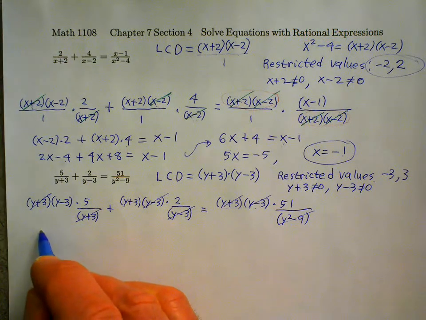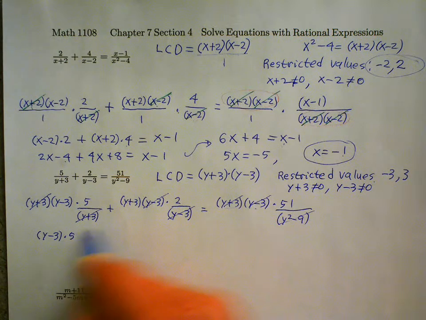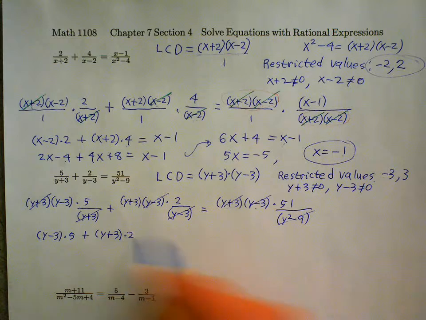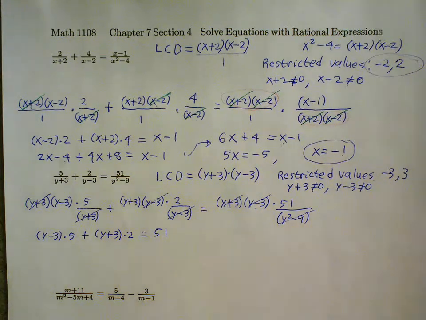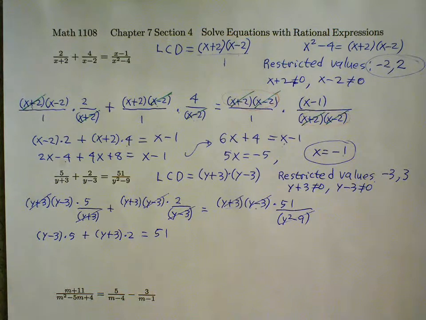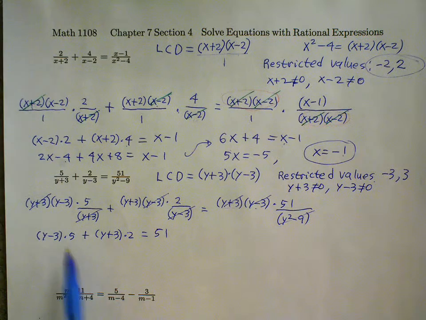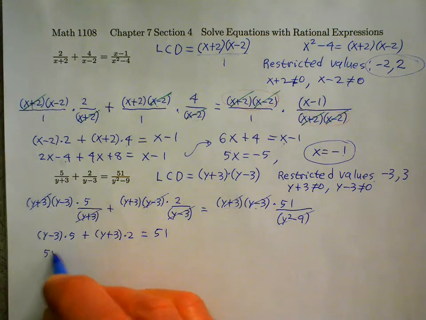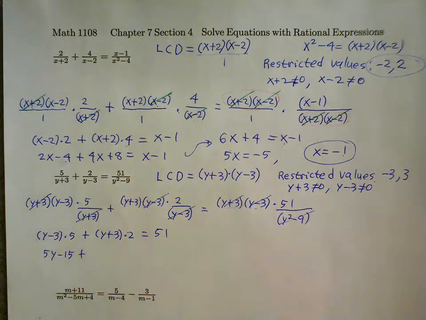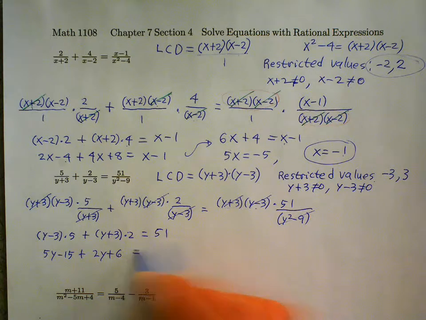Okay, we'll write down the surviving factors, y minus 3 times 5 plus y plus 3 times 2. And on the right-hand side, 51. And now we apply the distributive property of multiplication. y minus 3 times 5 is 5y minus 15. y plus 3 times 2 is 2y plus 6 equals 51.